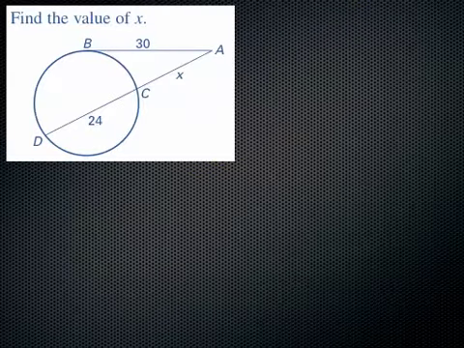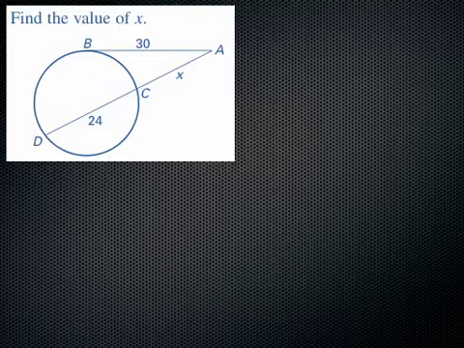This example asks us to find the value of x. Notice I'm given the tangent segment AB is equal to 30. I'm given a secant segment AD. On the interior of the circle, that segment would measure 24, and on the exterior of the circle, that exterior secant segment would be x.